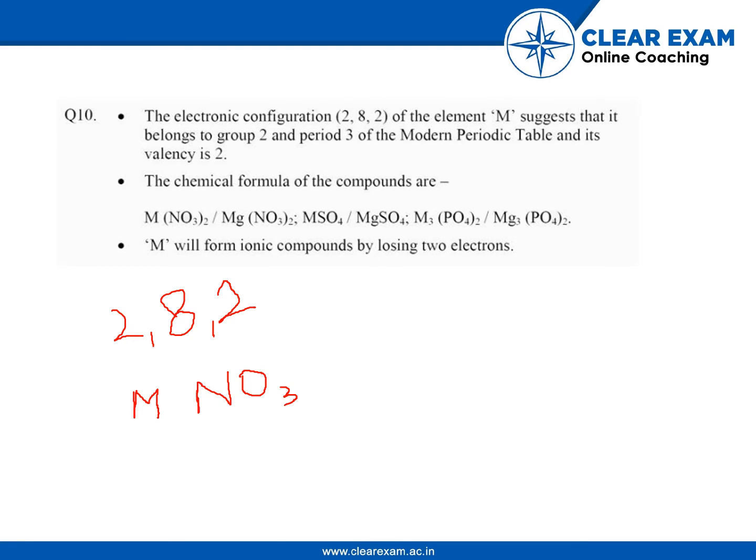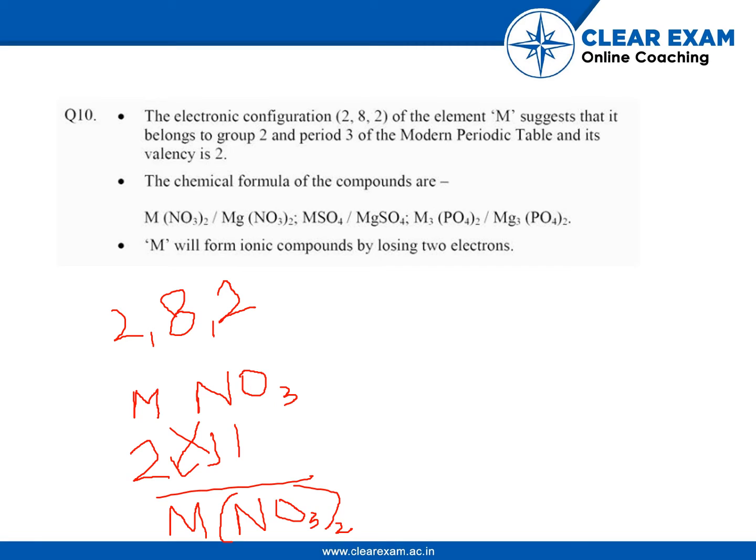It was given M has valency 2 and NO3 has valency 1. So again the crisscross method. We get the formula M(NO3) whole twice, M(NO3)2. So this is our formula.